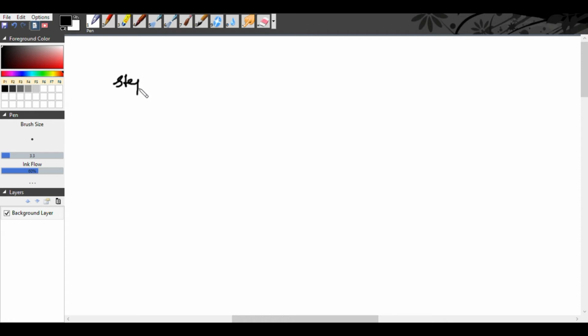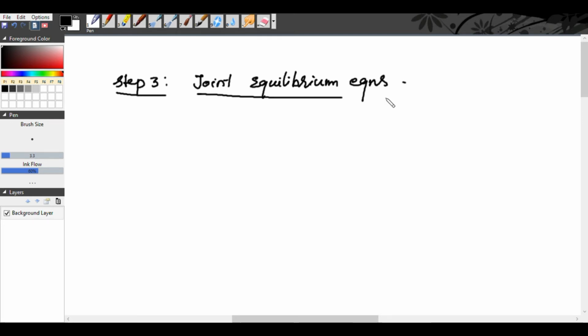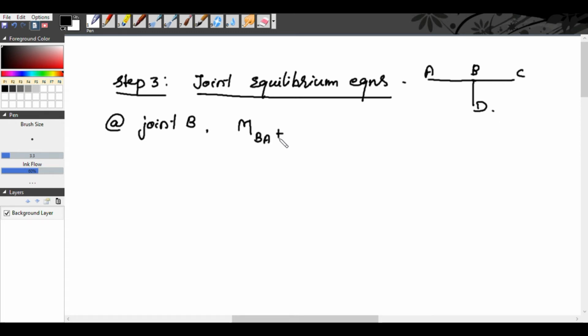So our step 3 is joint equilibrium equations. We have two joint equilibrium equations. When we consider joint B, joint B is like this, right? We have A, C and D. So MBA plus MBC plus MBD will be equal to 0.